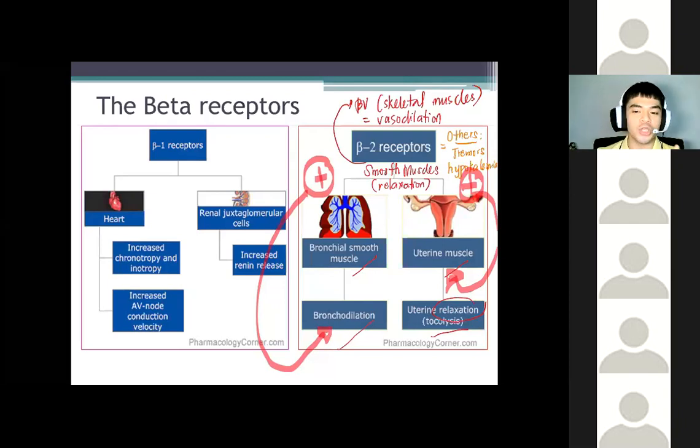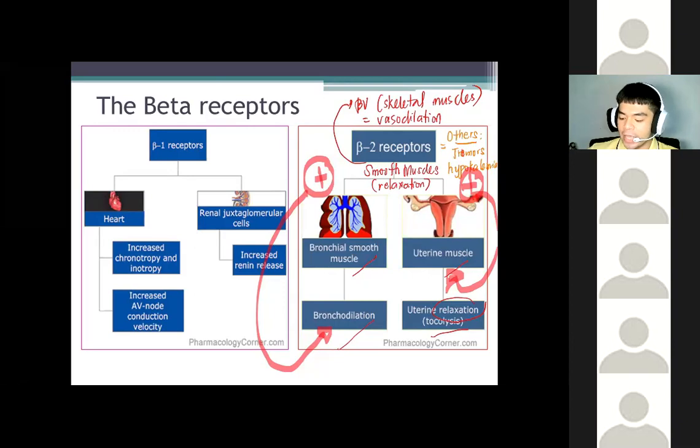Kaya isang therapeutic goal doon para maiwasan ang premature labor ng babae, pakalmahin, i-relax ang uterus. Kaya gagamit tayo ng beta 2 agonist din. Ang tawag ng mga OB sa mga gamot na to sa babae, pampakapit. Naririnig nyo ba yung pampakapit sa mga OB? Yes po. Tocolytic ang tawag doon, pampakapit. Kailangan natin siya bigyan ng pampakapit para hindi lumabas yung bata. O parang ganon, okay? So that's for beta 2 receptors.